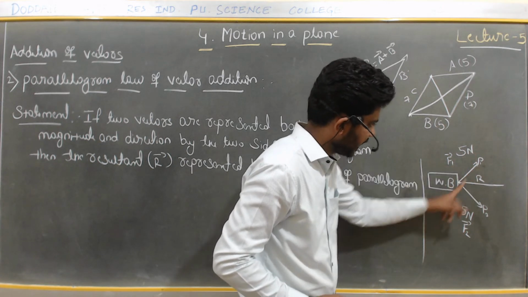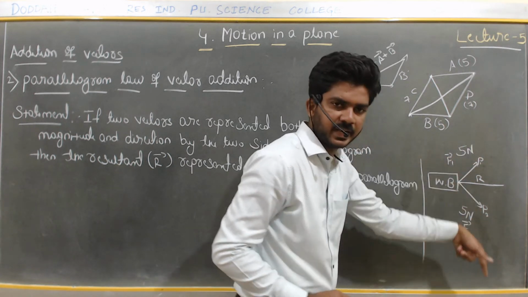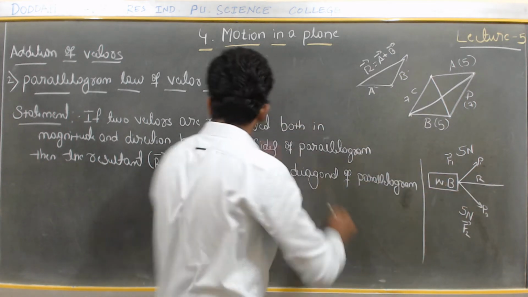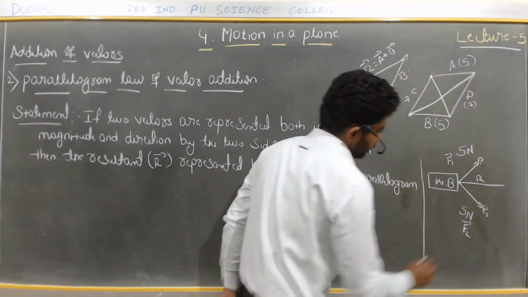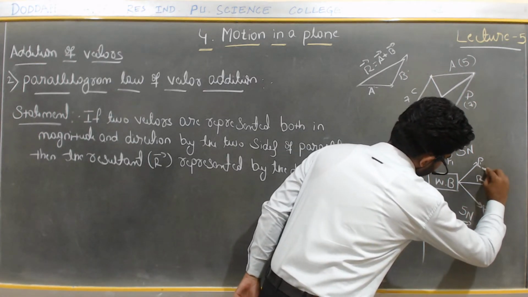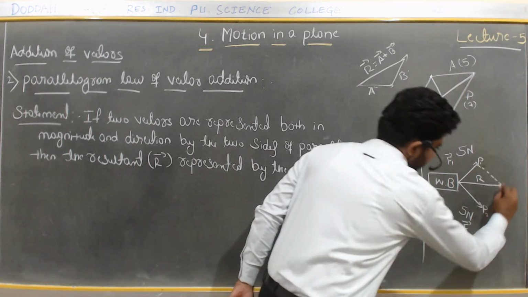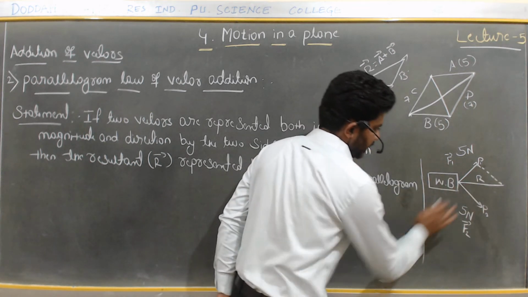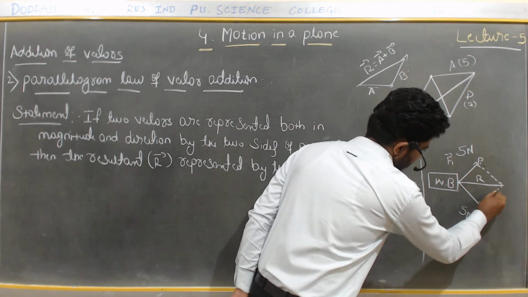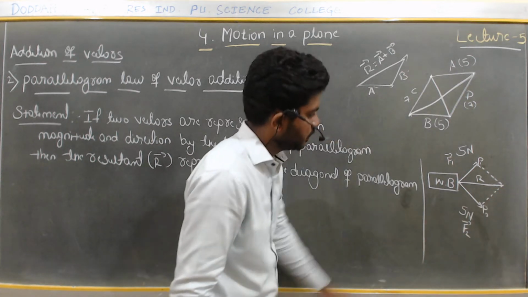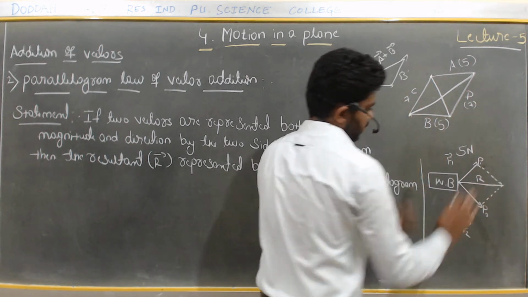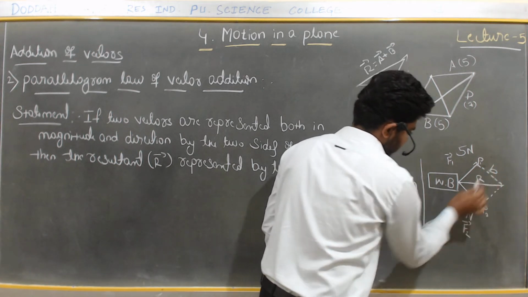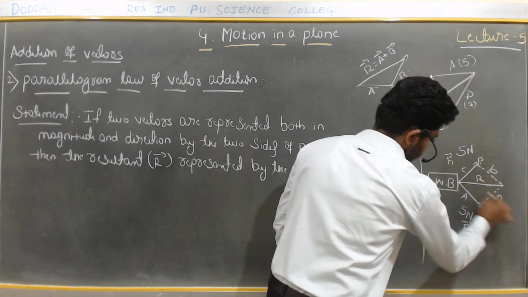Initially the F1 vector is acting in this direction, F2 is acting in this direction, and the resultant vector is acting in this direction. At that time we have to apply this parallelogram. Simply, here I will draw a parallel line, and this is parallel to this side, and again I will draw another parallel line. Now you can see the same structure here. The lines are parallel. This is A, this is B. A is parallel to B and C is parallel to D.